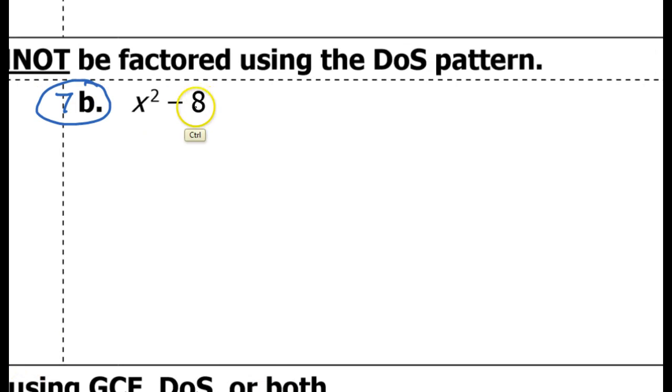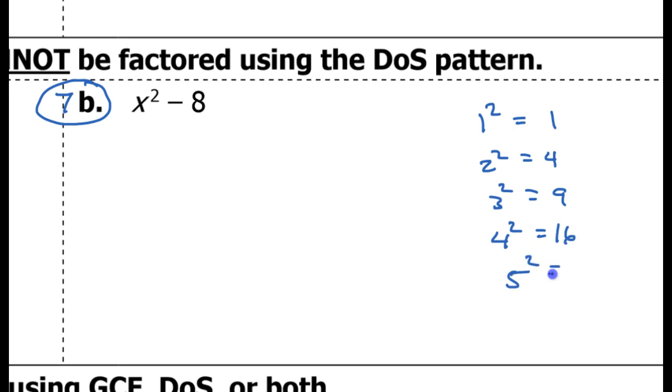Well, what's wrong with this one? Well, this is the difference, and x squared is a square, but 8 is not a perfect square. Perfect squares are numbers like 1 and 4 and 9 and 16 and 25, etc. Alright, numbers that could be written as something times itself. But notice that 8 is not on this list. Alright, it goes straight from 4 to 9. There's no 8. So, we will simply write that 8 is not a perfect square.